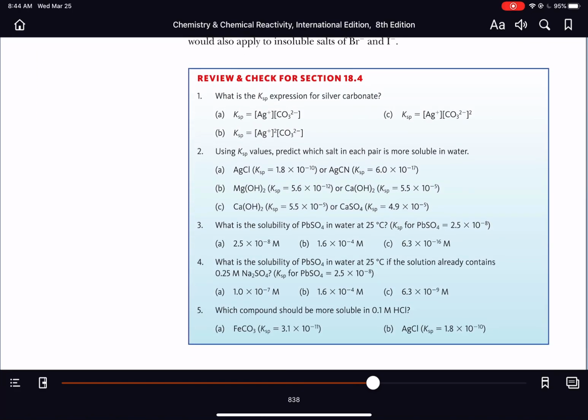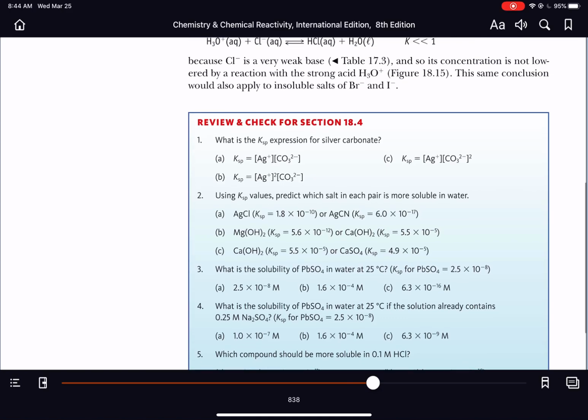Now, if you feel like you need practice doing these, the review and check for understanding sections are always very helpful. Some of you will benefit from thinking through this carefully, and others might have picked this up pretty well and you don't need to do this.